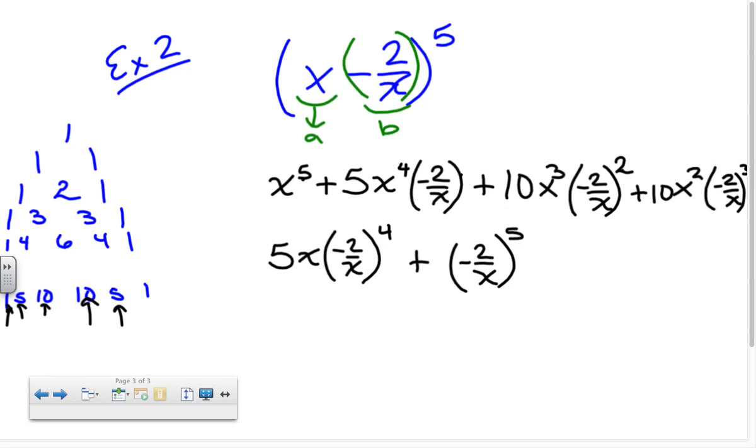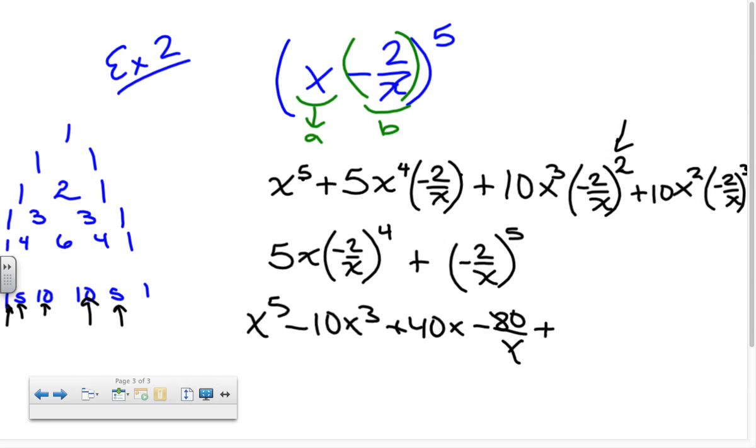We do need to simplify this. So if I were to do all the multiplication out, remember that when you have parentheses around a negative, you must put them in, especially like right here with squared. You must put them in the parentheses and then the squared on the outside. So my simplified version here is x to the 5th minus 10x to the 3rd plus 40x minus 80 over x plus 80 over x to the 3rd minus 32 over x to the 5th. And the reason these exponents on the x's are different than they are up here is because when we start having x's over other x's, they start canceling out.